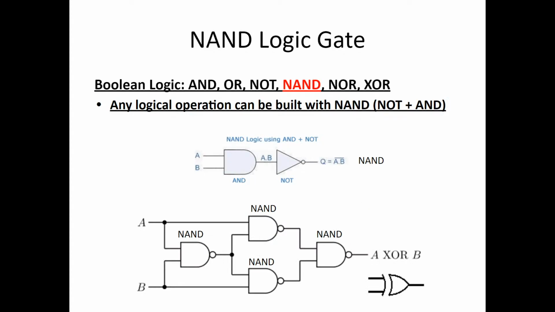We then learned that NAND is the most important logic gate because it can be used to build any other logic gate. We saw this example of XOR down below, and so this is how it was built using the NAND logic gate.